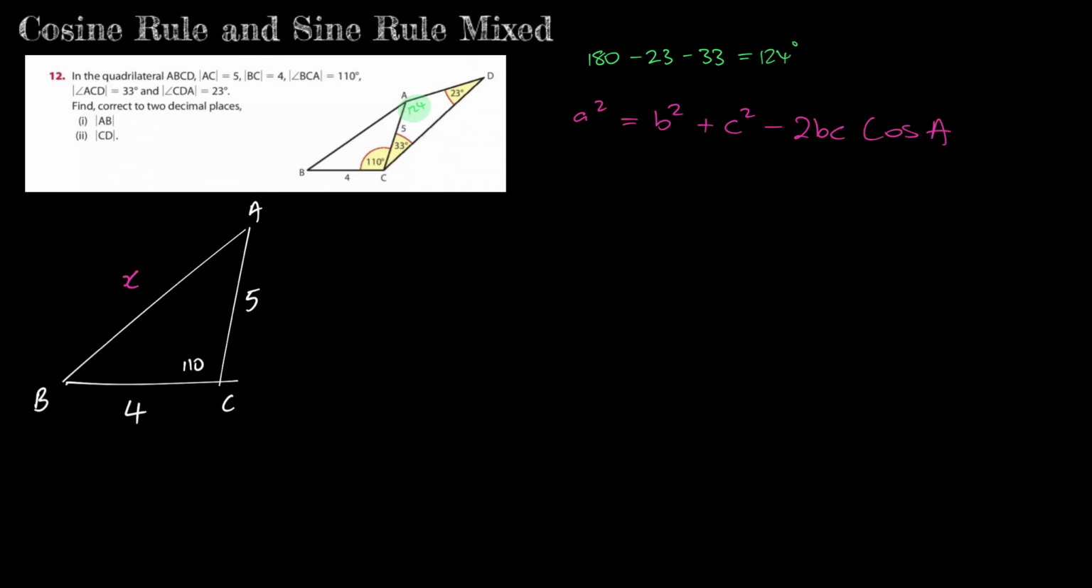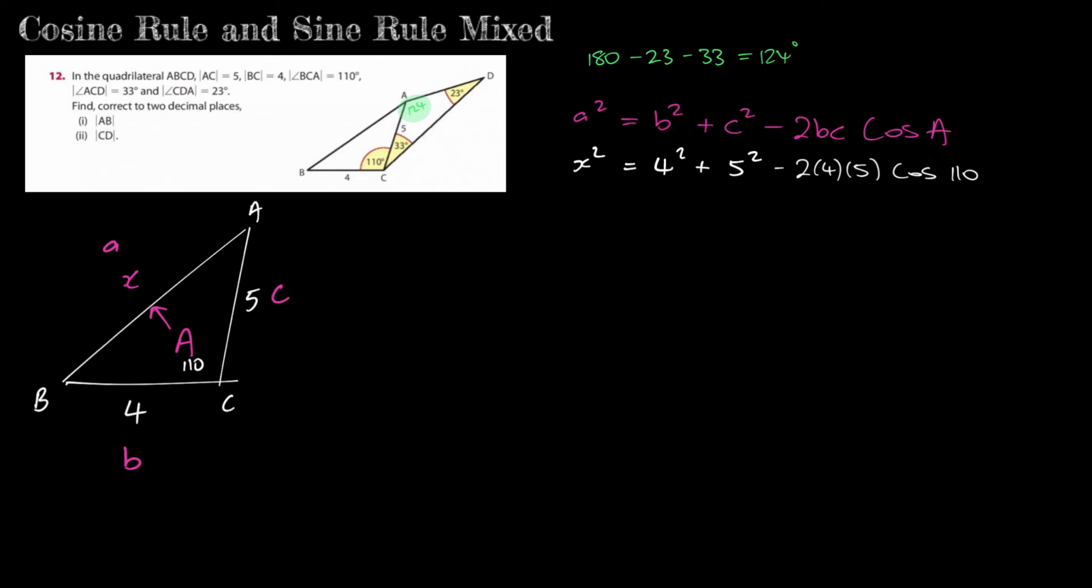So we'll label what we have. A is the angle, so lowercase a will be opposite the angle. It always is. And b and c doesn't matter, I'll just go from left to right, b and c. Now we can fill in that information. So x squared is equal to b squared, which is 4 squared, plus c squared, which is 5 squared, minus 2bc, so minus 2 times 4 times 5 times cos of the angle, which was 110.